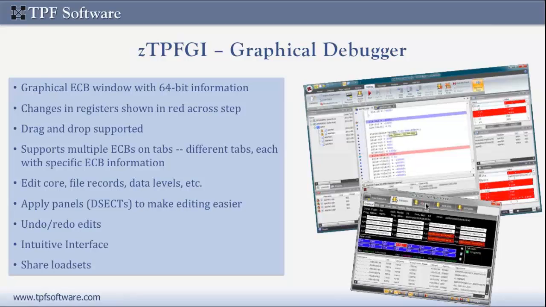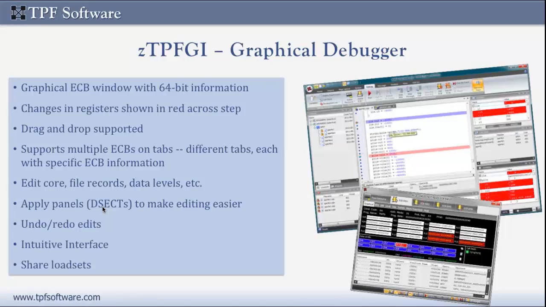You can double click on any data level to look at the core, and most of the time, if you have a DSECT, you can apply that DSECT, which we call applying panels. These panels are generated on the fly when you compile or build a program. The updated panels are already ready to use, so you can double click on the core.